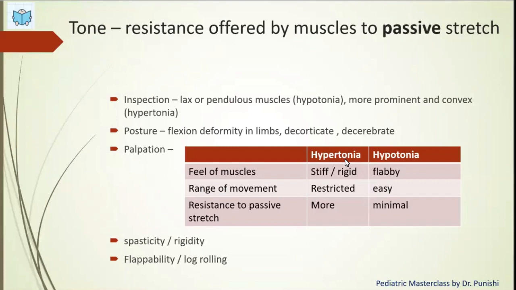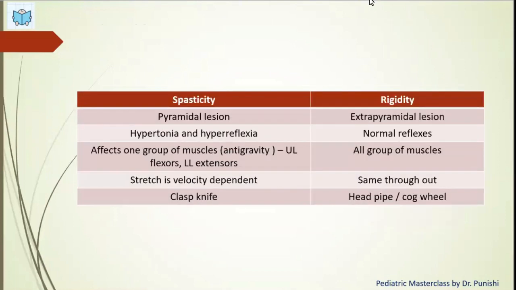Now, having said that, only saying hypertonia is not sufficient. You need to differentiate whether the tone, which is increased when you have hypertonia, is it because of spasticity or is it because of rigidity? So, what is the difference between spasticity and rigidity? This is again very important, again, commonly asked question in your Viva. So, spasticity is predominantly a pyramidal lesion, whereas rigidity occurs because of an extrapyramidal lesion.